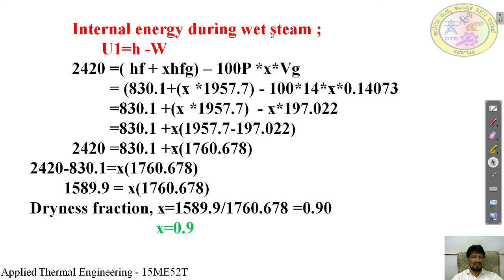So using the wet steam, U is equal to H minus W. So U is nothing but, we are considering wet steam, that is U1, equal to H minus W. This is the formula where H is equal to HF plus X into HFG, and work done during the wet steam we know is 100 P into X into Vg. So this is the internal energy which is given in the problem, 2420.